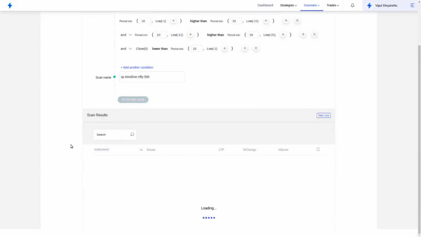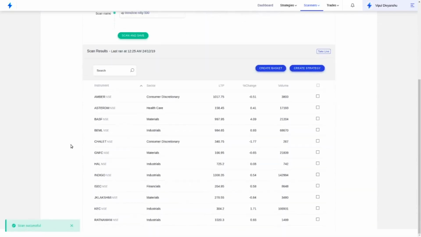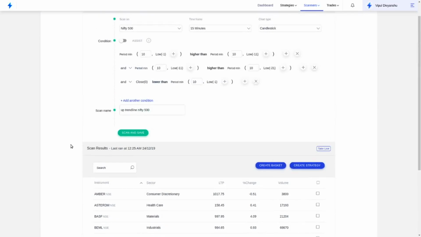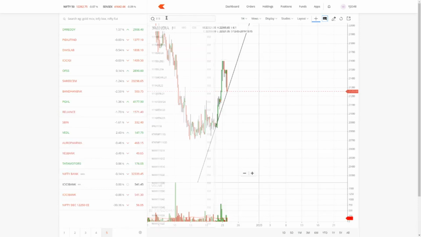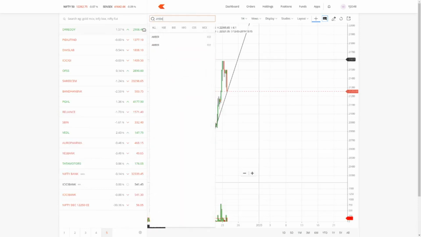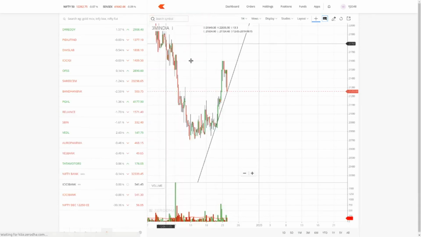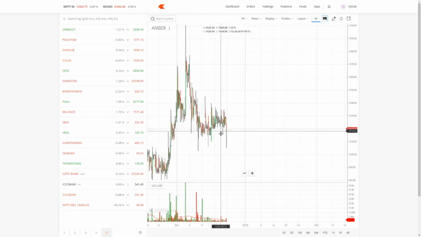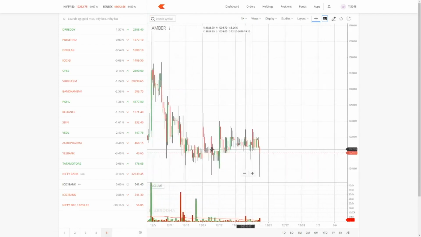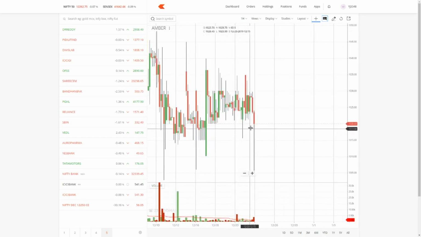So let's scan and see if any stock comes. We get quite a few stocks, not as many as before. Let's look at Amber, where this has happened. One second, let me just draw it like this. For the last 10 candles, from the offset of -1, this is the lowest low which has been formed, and then this is the lowest low.